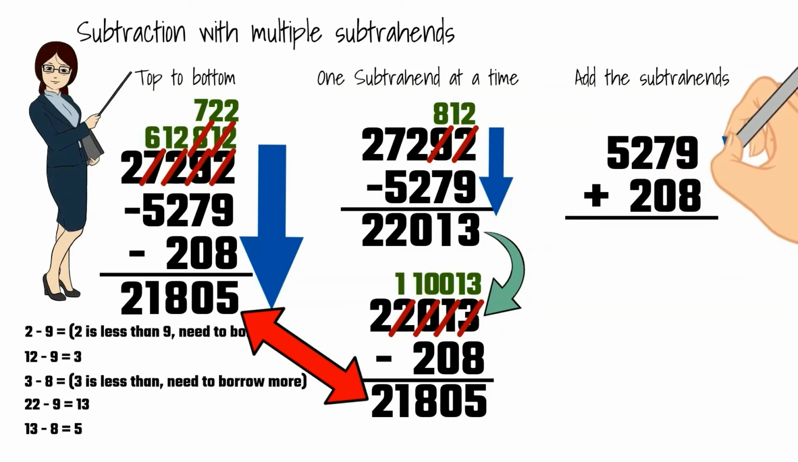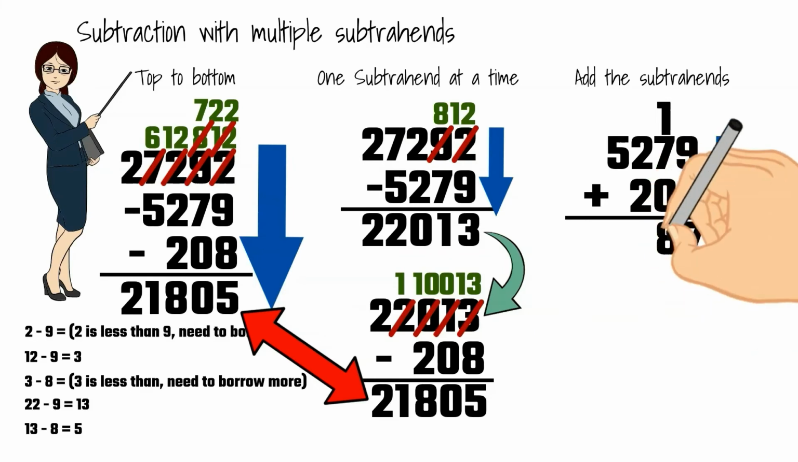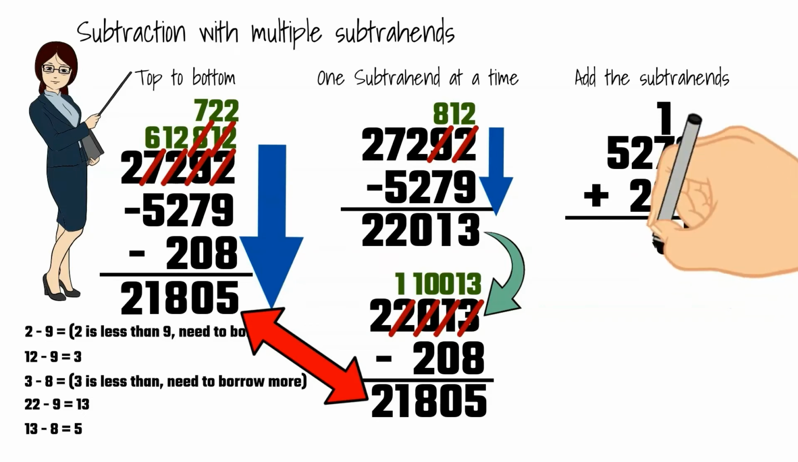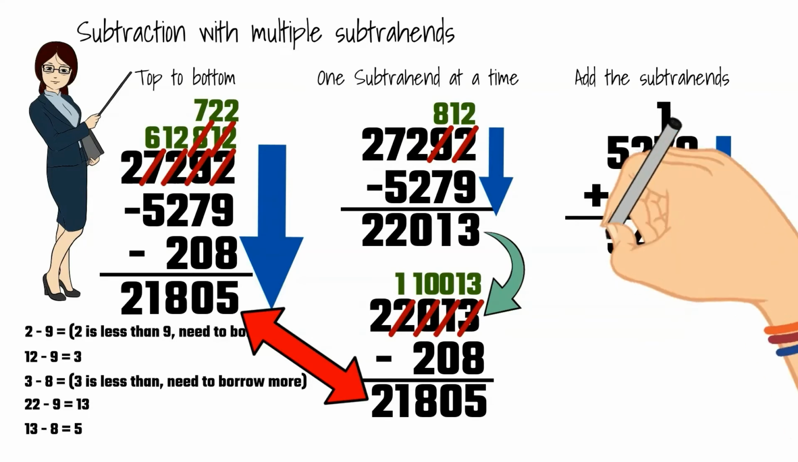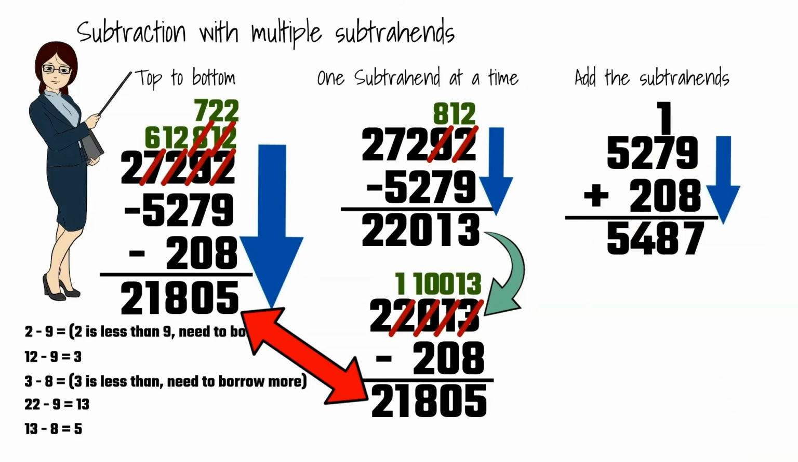Again, we can write the expression vertically with the digits aligned accordingly to their place value. 5,279 plus 208. 9 plus 8 equals 17. Bring down 7. Bring up 1. Next. 1 plus 7 plus 0 equals 8. Bring down 8. Next. 2 plus 2 equals 4. Bring down 4. Next. Bring down 5. The sum of the subtrahends is therefore 5,487.